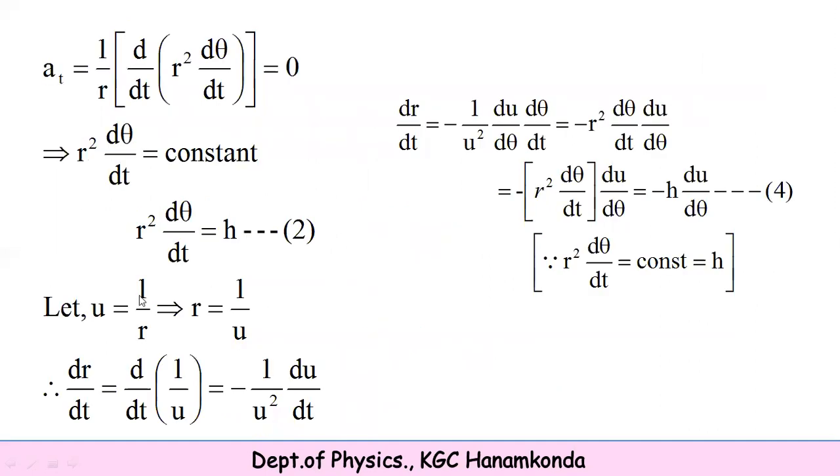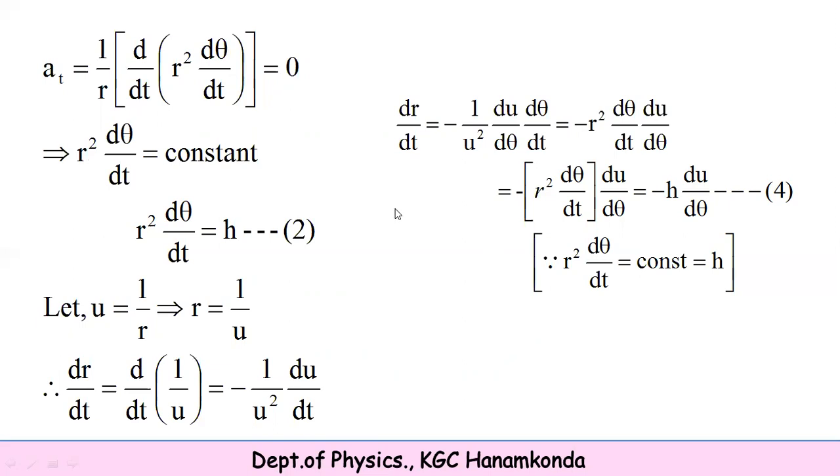For that, we take u equals 1 by r, which means r equals 1 by u. Differentiating r with respect to time, we get dr by dt. Doing some simple mathematical treatment, multiplying this entire expression by d theta and dividing by d theta and rearranging terms, we get r square into d theta by dt, which is a constant h, that gives you minus h into du by d theta. Say this is equation 4.